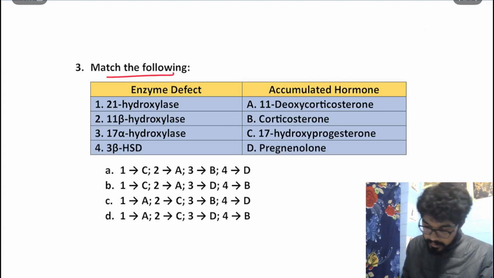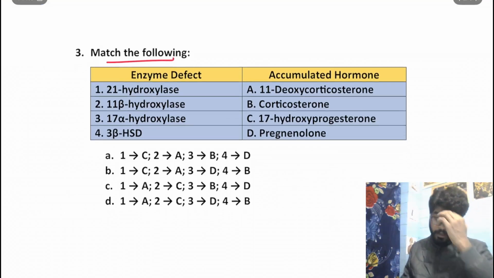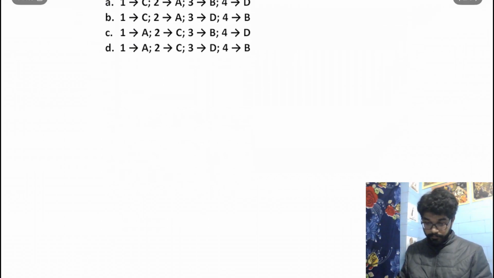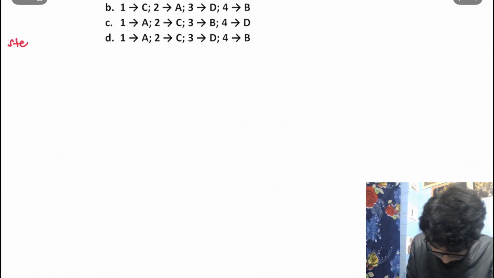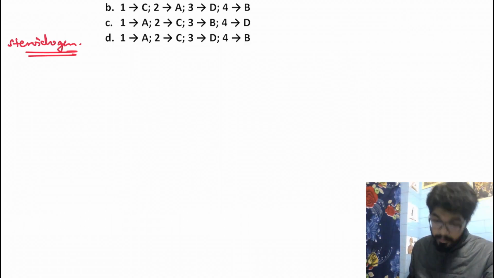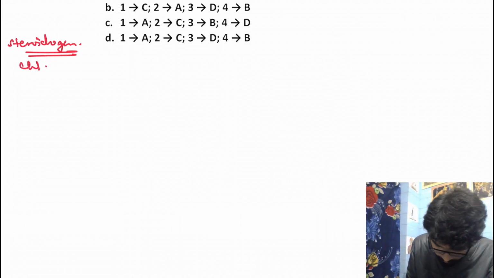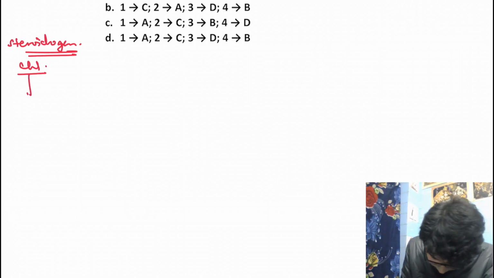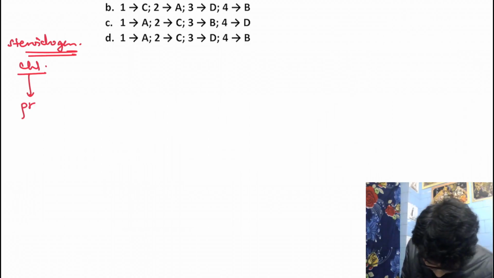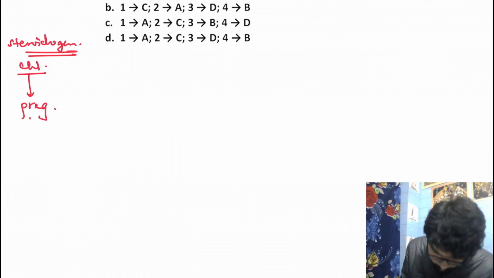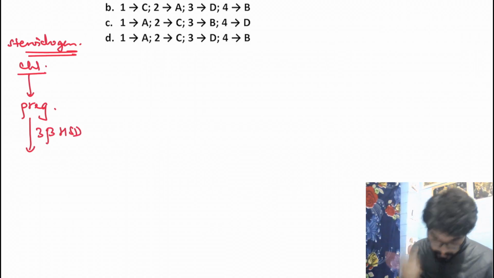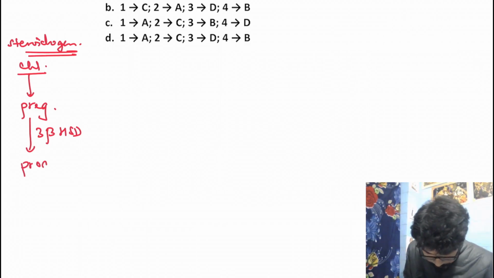Match the following enzyme defects with the accumulated hormone. Now answering this question requires a knowledge of the steroidogenesis pathway. So let's first have a look into the steroidogenesis pathway. Okay. So first we all know that we have cholesterol. From the cholesterol, with the help of side chain cleavage enzyme, cholesterol desmolase, we have pregnenolone. From pregnenolone, in the presence of 3-beta hydroxysteroid dehydrogenase, we have progesterone.